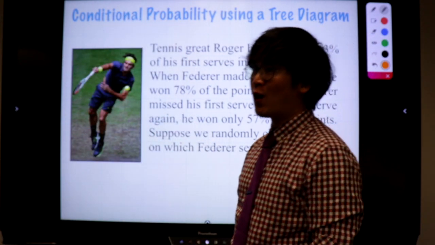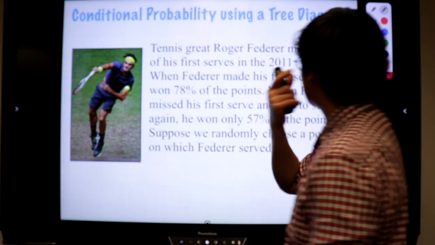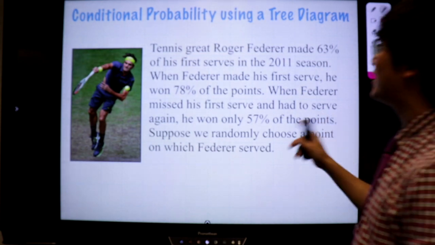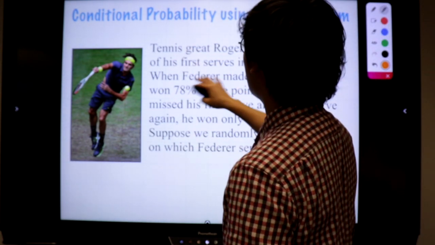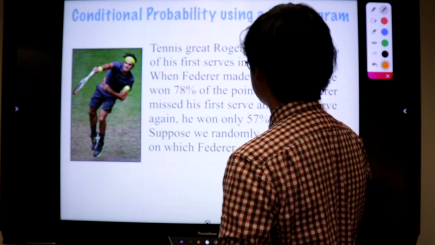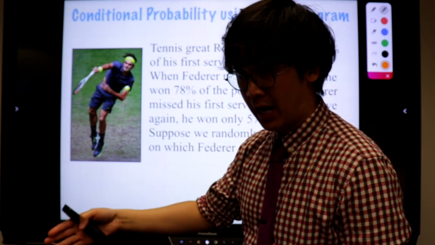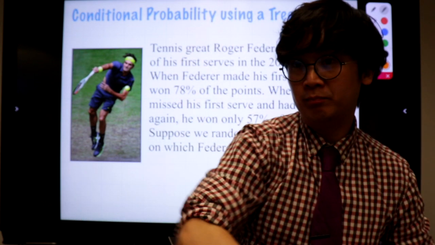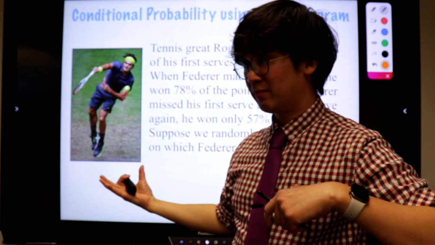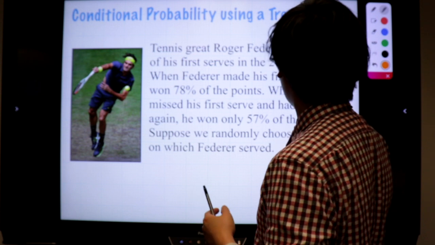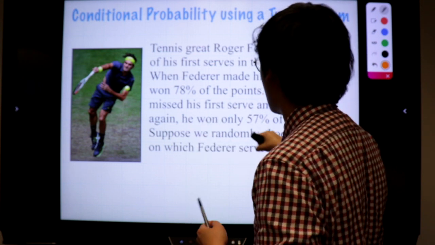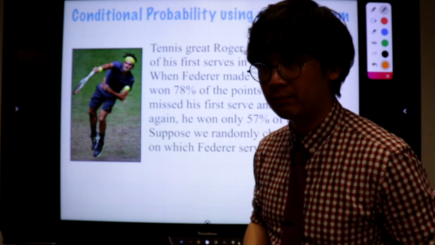Alright, let's say you know Roger Federer. Tennis great Roger Federer made 63% of his first serves in the 2011 season. When Federer made his first serve, he won 78% of the time. First serve, boom, he wins. Got it? When Federer missed his first serve and had to serve again, he won 57% of the time.